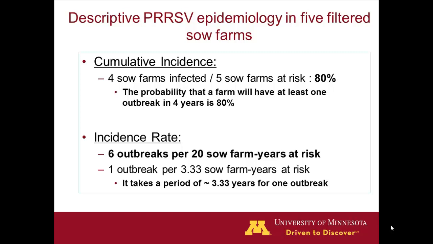So in other words, the probability that the farm will have at least 1 outbreak in 4 years is 80%. And also taking the 6 outbreaks and considering the sow farm years at risk contribution from the timeline, we generated an incidence rate of 1 outbreak per 3.3 sow farm years at risk. That means that it takes a period of around 3 years for 1 outbreak on those filter farms.